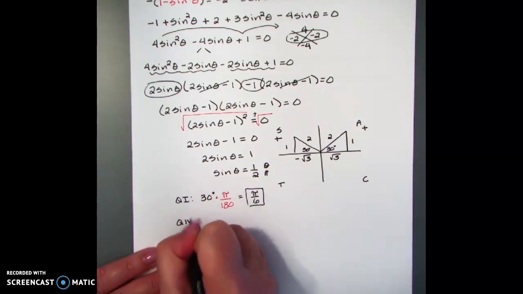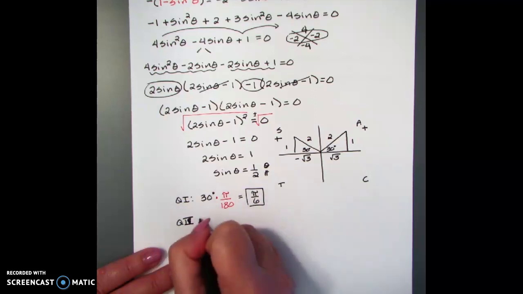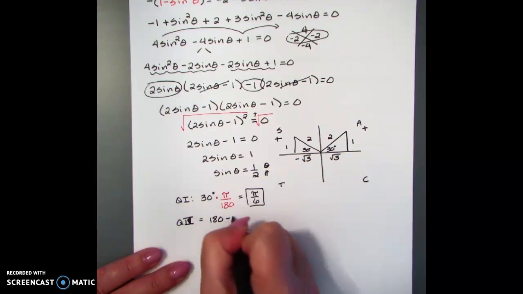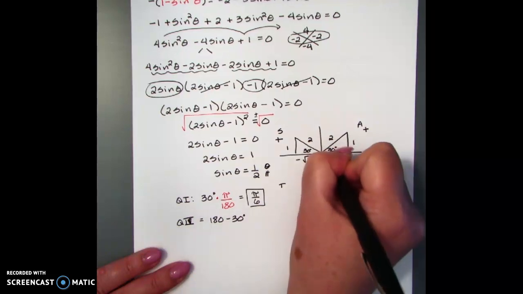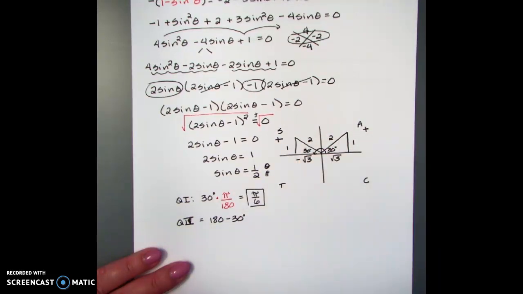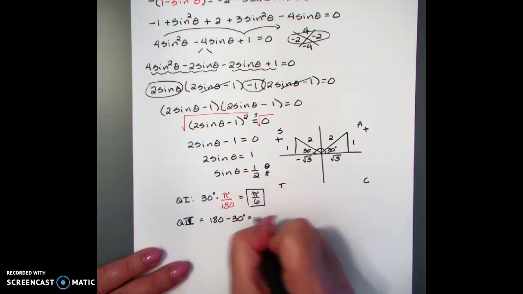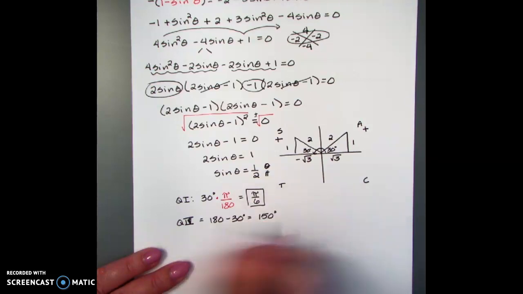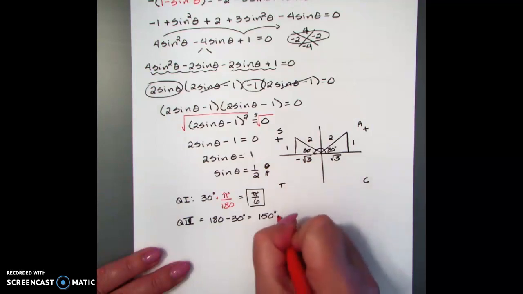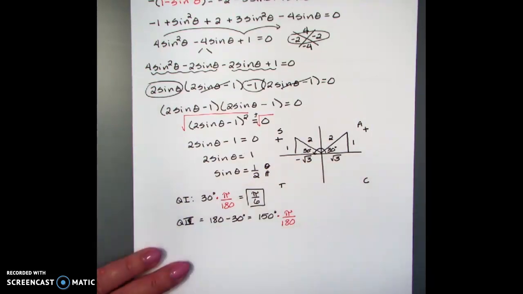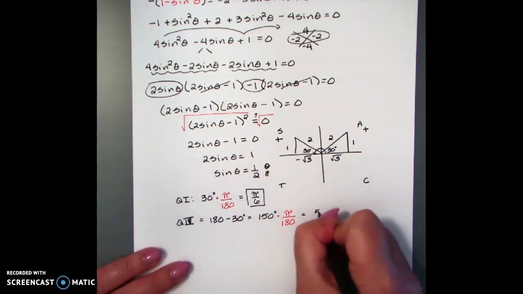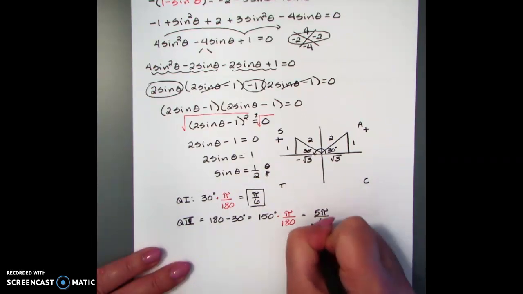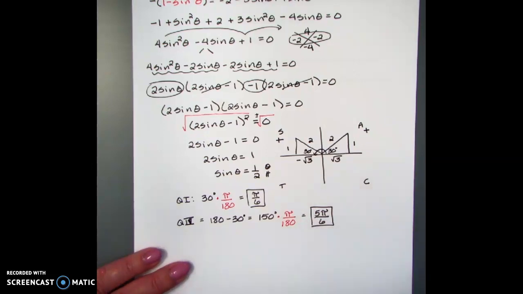And then my quadrant 2 answer is going to be 180 minus 30, because it is 180 degrees minus that reference angle. So that's going to be 150 degrees. And if I multiply that by pi over 180 to put it into radians, do we agree that that would reduce to 5 pi over 6? Hopefully we do. And so those would be my two solutions to that problem.